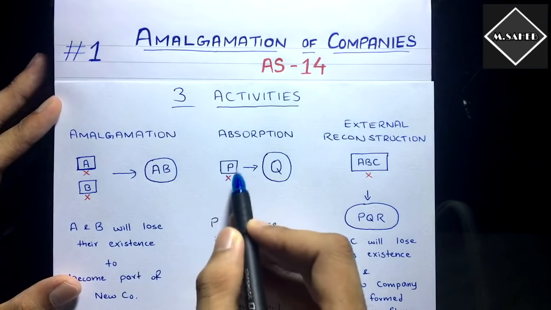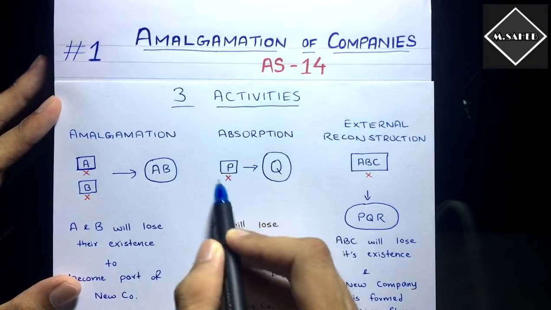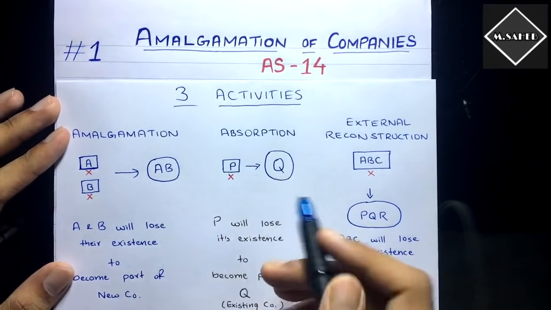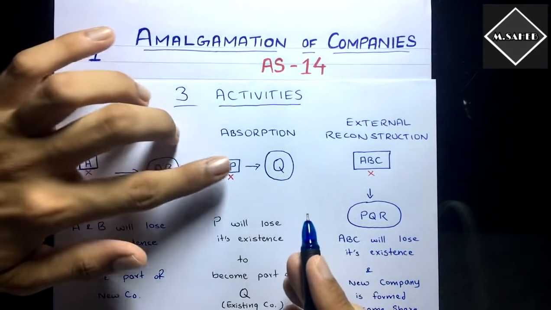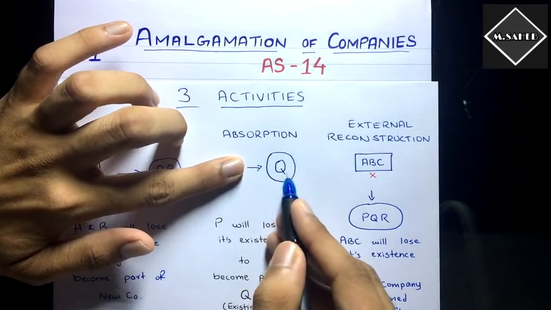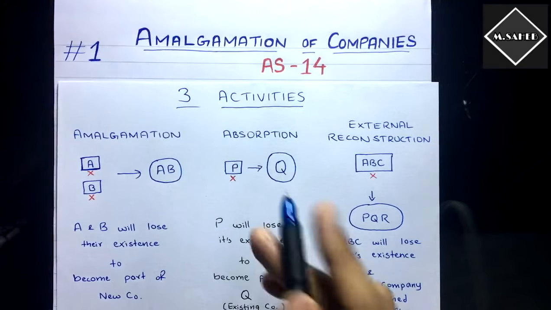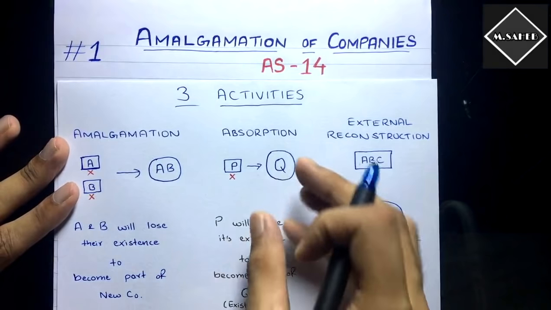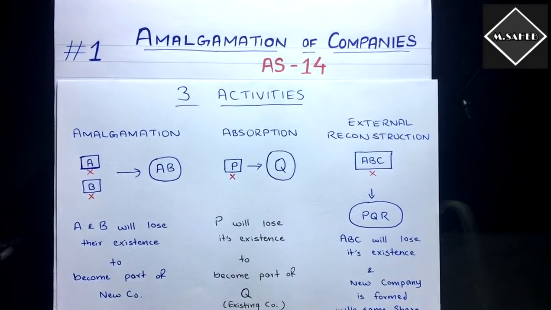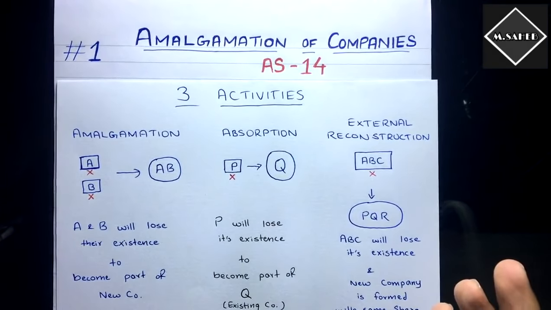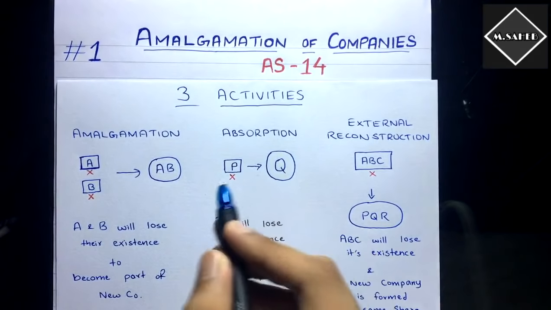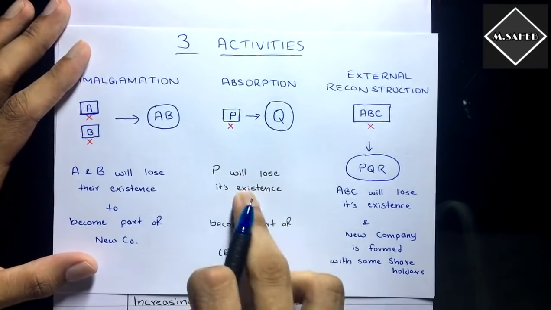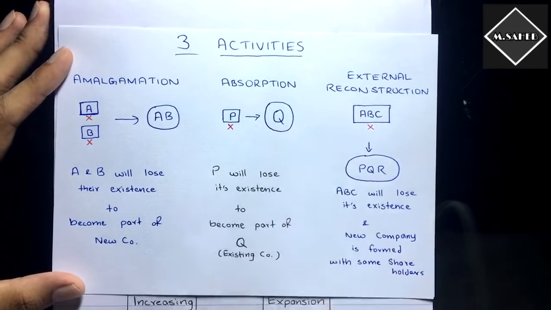Whatever shareholders were there, they are becoming the shareholders of Q company. Right, it is being merged into this Q company, and both were existing companies, but one will be liquidated, only one will be existing. All right, that is what is meant by absorption. Okay, this company will get dissolved into this company, or this company will absorb that company. Or basically what I always say is that the big fish will eat up the small fish. Yeah, so this is what is absorption. This company will lose its existence to become part of Q company, the big company.